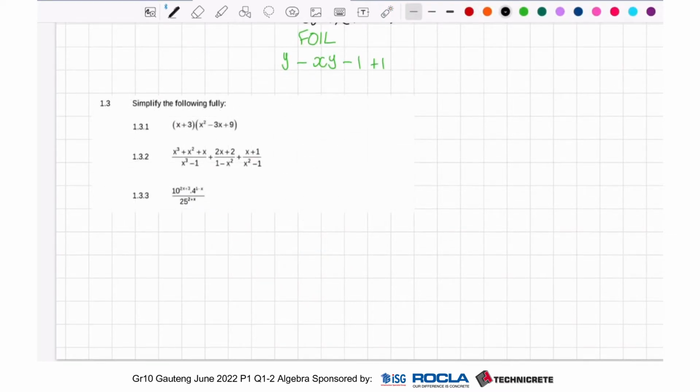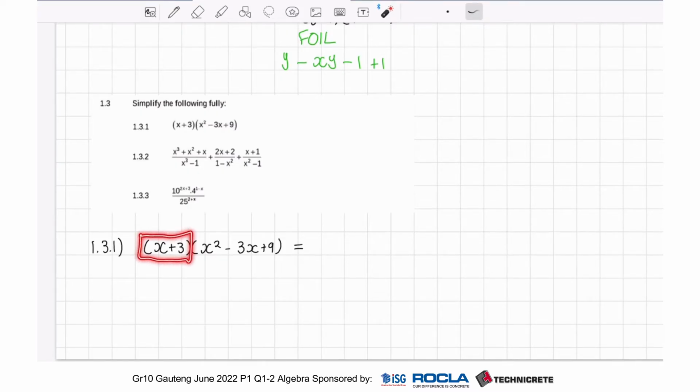Then 1.3, we're asked to simplify the following. So for the first one, I have x plus 3 and x squared minus 3x plus 9. So to simplify, I'm going to multiply every term in the first bracket by every term in the second bracket. So I'm going to have x times all of these, and then I'm going to have 3 times all of these, and then I'm going to collect my like terms.